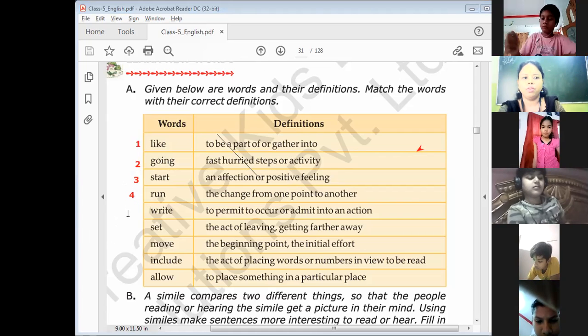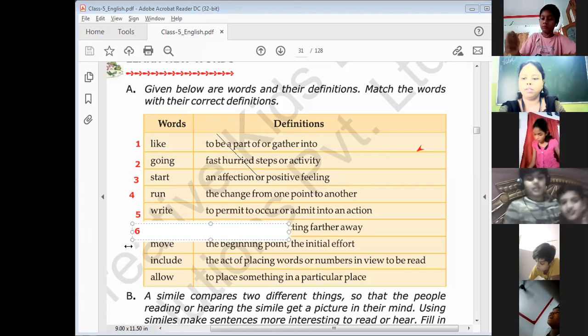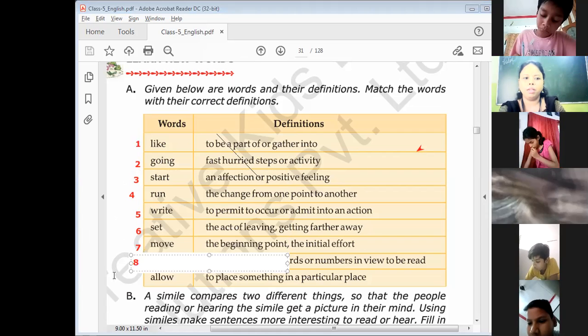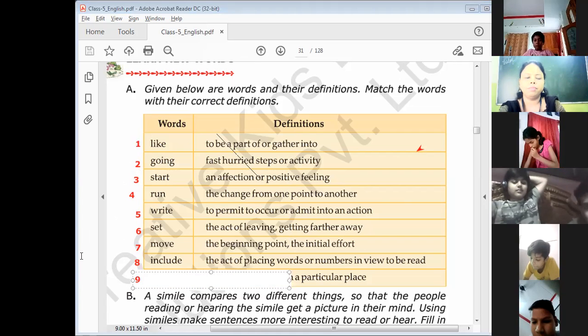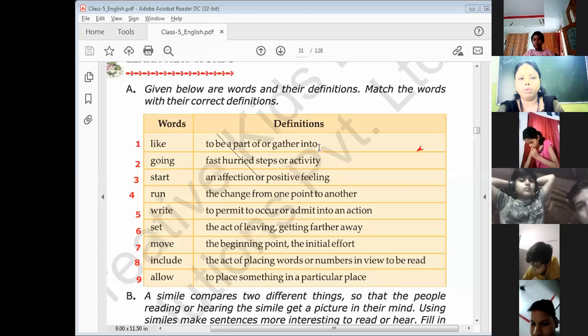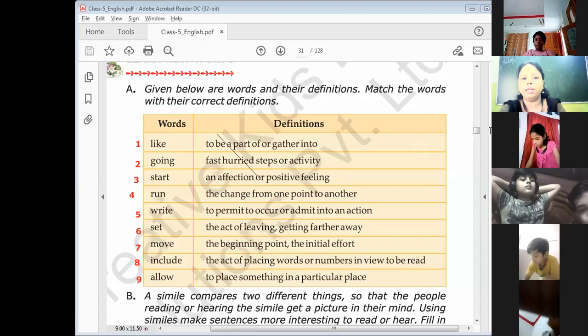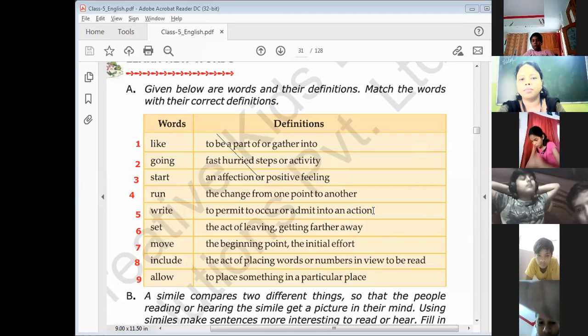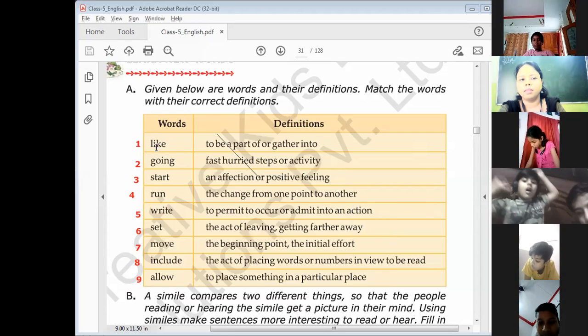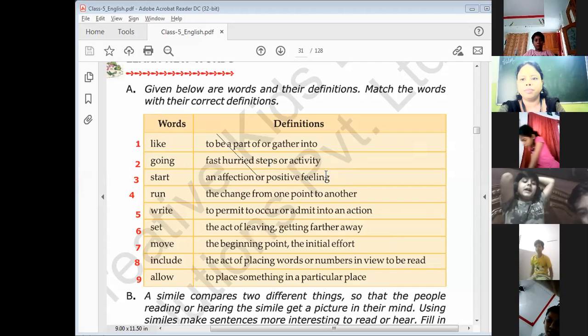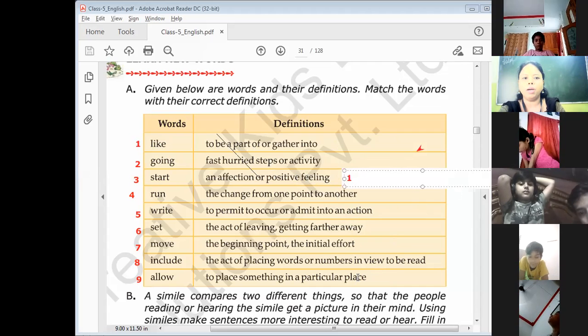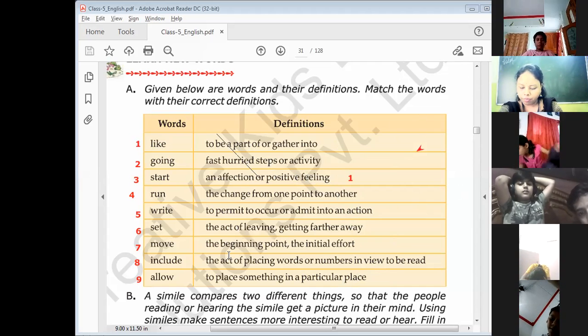Number 4, number 5, this is number 6, this is number 7, this is number 8. Understand? Now here I will help you to write the correct. Like means an affection or a positive feeling. So here is the number 1. Number 2 is going. Going means an act of leaving, getting further.